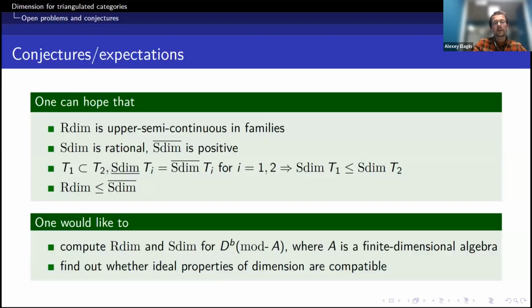So in general, I think that studying Serre dimension and Rouquier dimension for the categories of finite dimensional algebras is an interesting problem, because there are many questions and there are few answers. So I would like to have more examples where these dimensions are known.